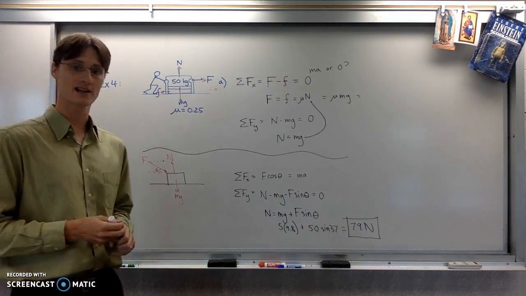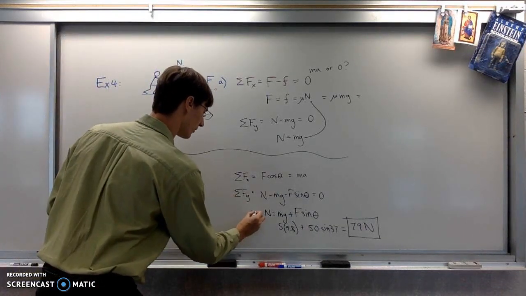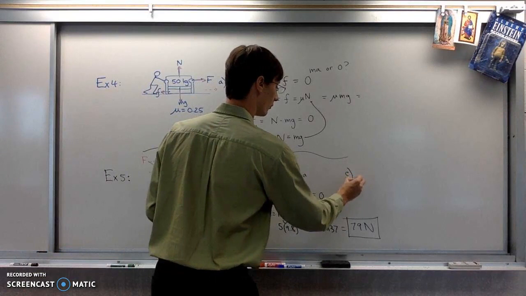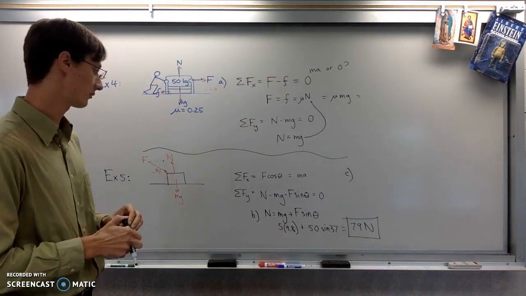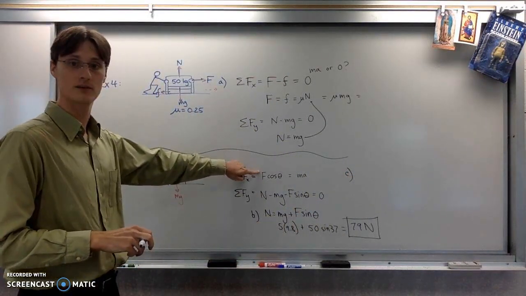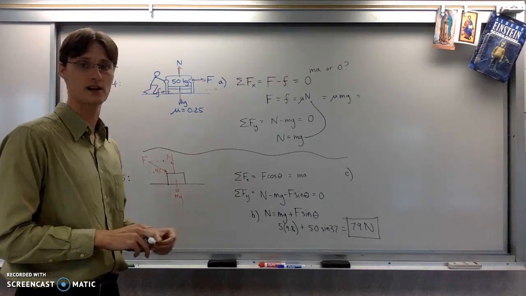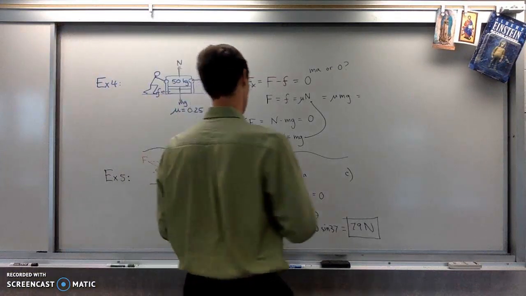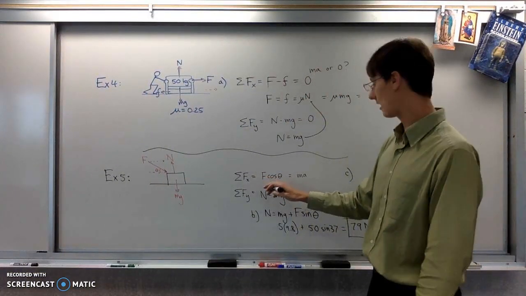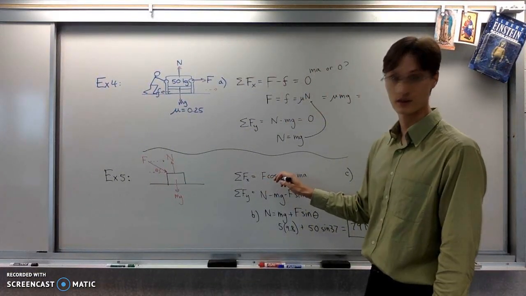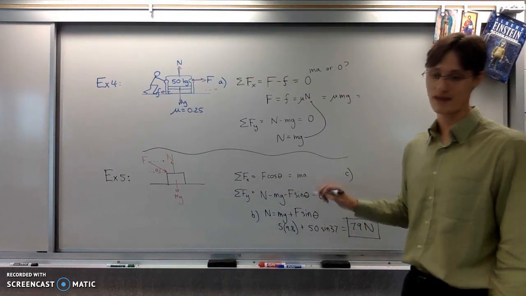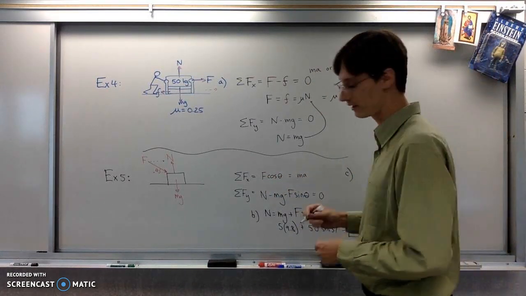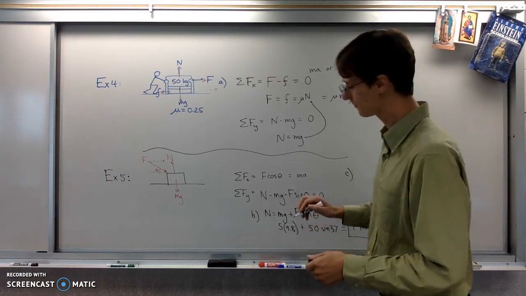Okay, the last part of this question. Part C wanted to know what the acceleration of the object would be. And so that's going to come to us from this equation right here. Given that there was no friction, that's a very simple calculation. We can just plug in our 50, our cosine 37 degrees, and divide by the mass of the block, and we're going to end up with 8 meters per second squared.